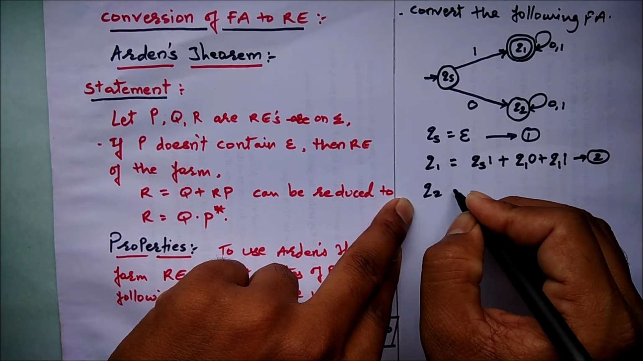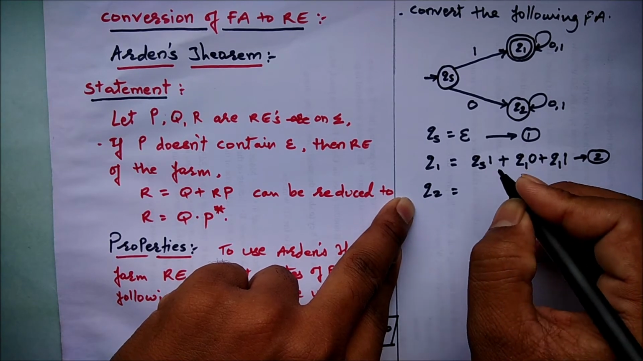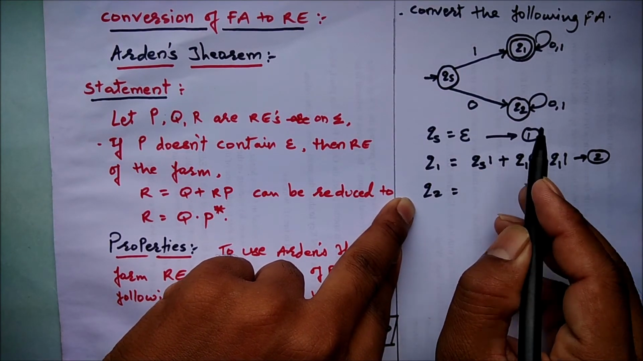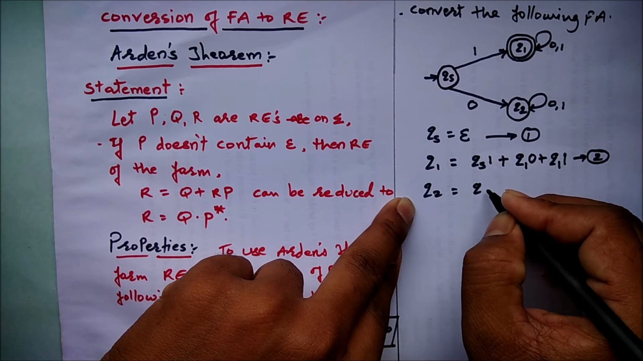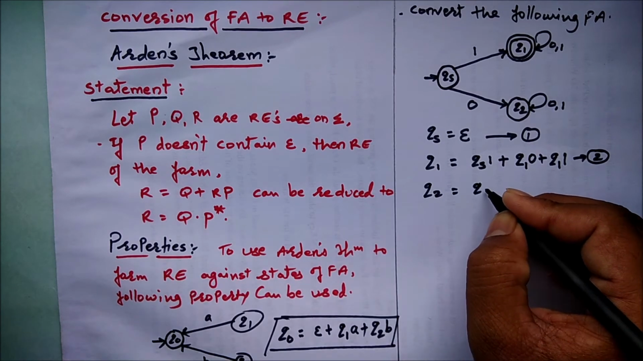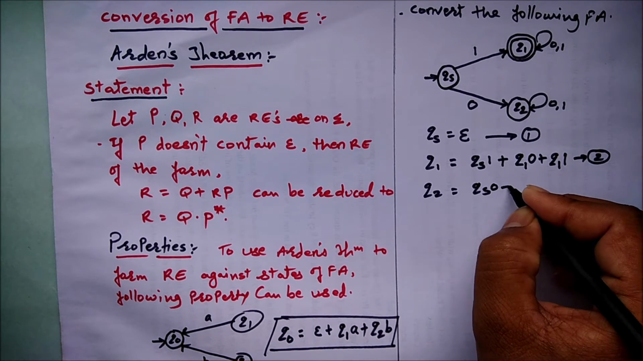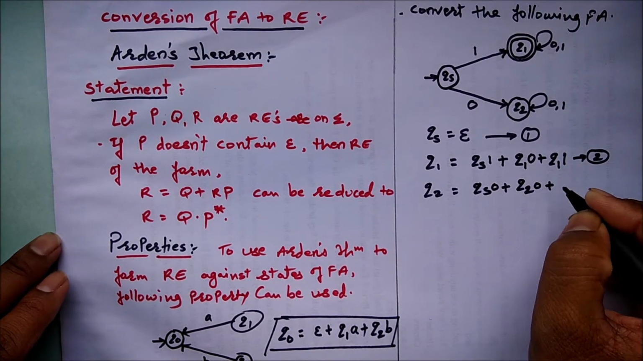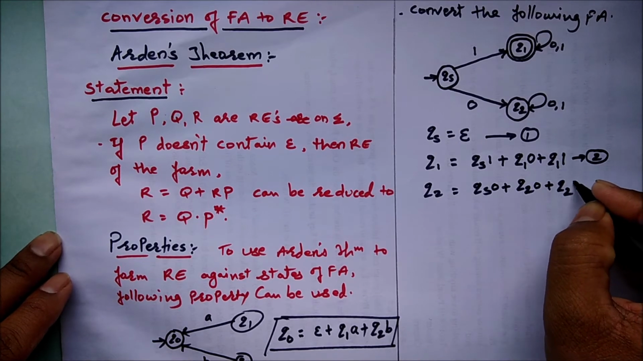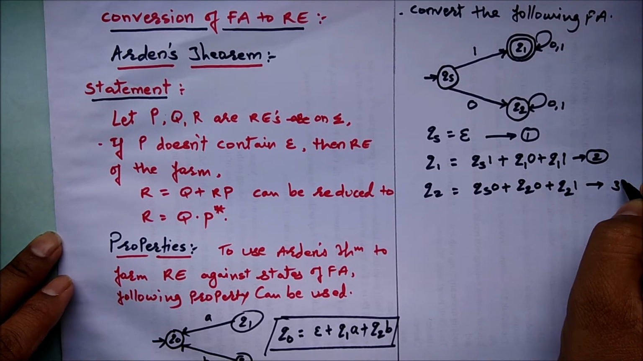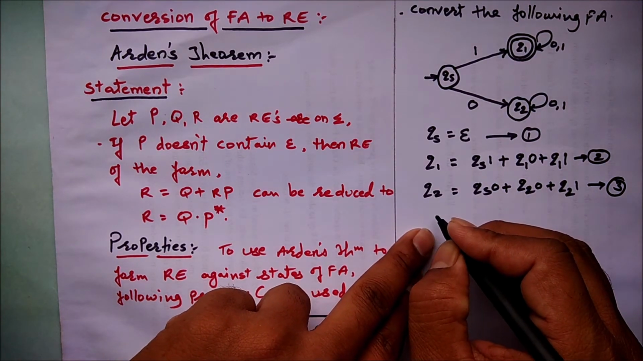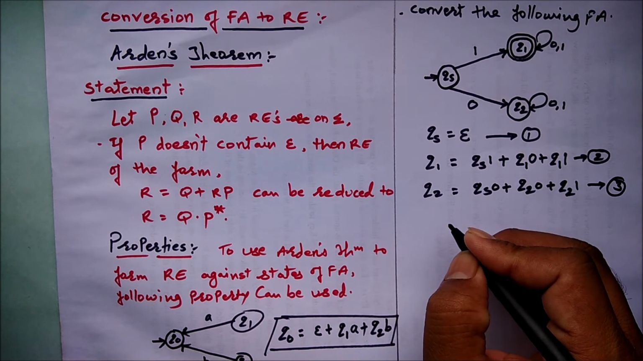Now let's write in the same way for the Q2. So as you can see, the QS is transiting to Q2 also. So QS with 0 plus Q2 with 0 and Q2 with 1. So this is the equation number 3. So now all the equations are ready for us.